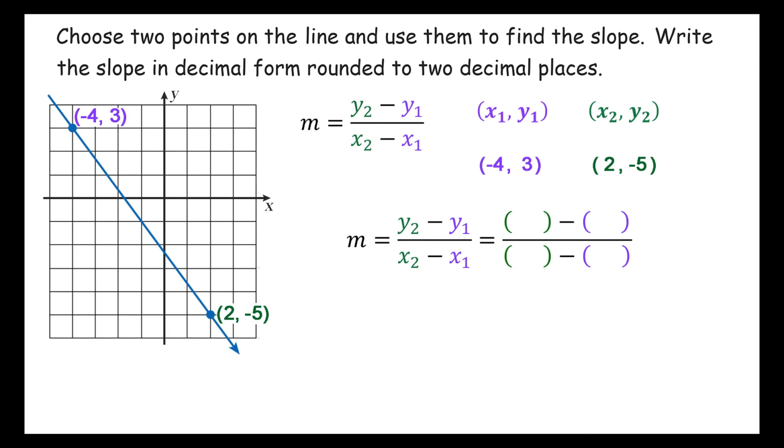In the numerator, we substitute y2 equals -5 and y1 equals 3. And since we started the substitutions in the numerator with y2, we must start the substitutions in the denominator with y2's partner, x2. So in the denominator, we substitute x2 equals 2 and x1 equals -4. Next, we calculate -5 subtract 3 equals -8 in the numerator, and 2 subtract -4 equals 6 in the denominator. So the slope is -8 divided by 6.